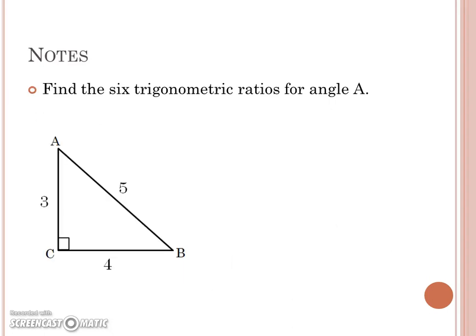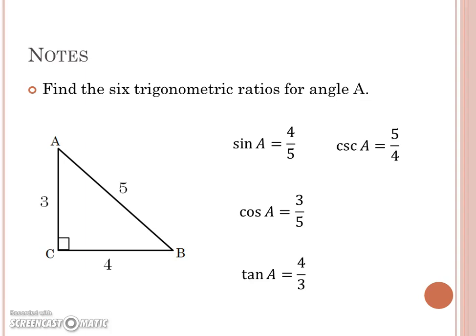So find the 6 trigonometric function ratios for angle A. We're going to use sine, cosine, tangent first because those are the ones we already know. According to angle A, the opposite is 4, the hypotenuse is 5, so sine is 4 over 5. The adjacent is 3, the hypotenuse is 5, so 3/5 for cosine, and tangent is 4 over 3, opposite over adjacent. Cosecant becomes 5 over 4, secant becomes 5 over 3, and cotangent becomes 3 over 4.